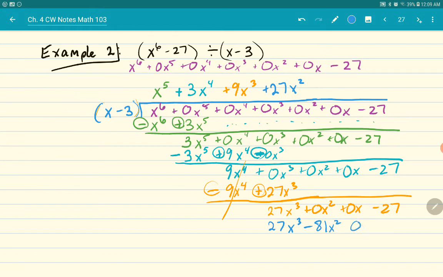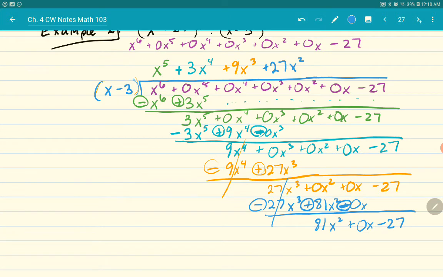And then I don't have an x term. So draw the line and change the sign to subtract. And the first term better go away, which it did. And then I have 0 plus 81 gives me 81x squared. And 0 plus 0 minus 0 gives me 0. And so let's copy that down. And the negative 27 comes down. All right, I'm getting closer.